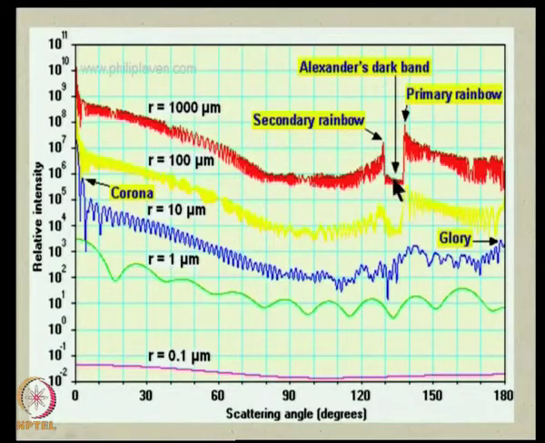And in between you see the sharp drop in scattering, and that is the dark band, Alexander's dark band. And you notice that this is not there in the lower size liquid droplets. So, liquid droplets must be at least 100 micron and above for this feature to emerge. So, whenever you see a rainbow in which you see a primary and secondary along with the Alexander dark band, you can be sure that it is raining somewhere, because these droplets are large enough to cause rainfall.